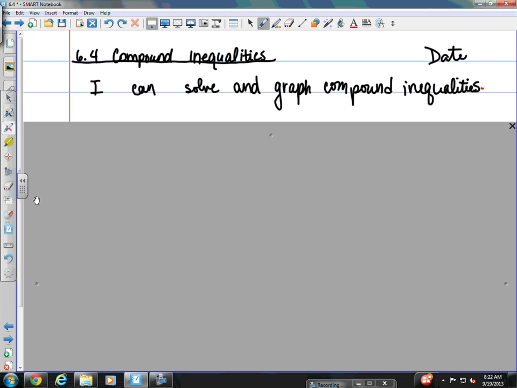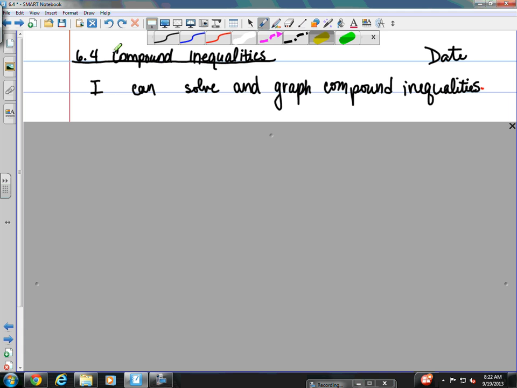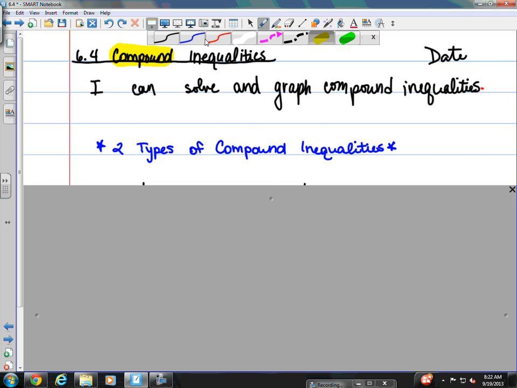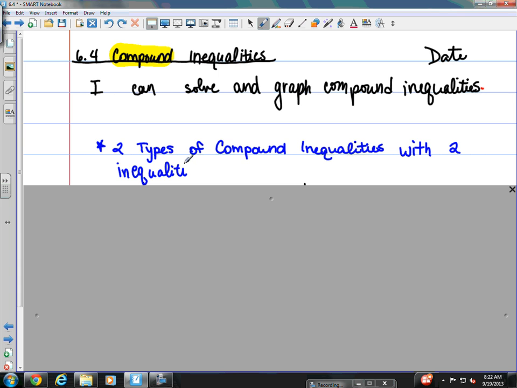Period. There you go. So first thing we're going to look at is the word compound. Compound means we're going to be dealing with more than one inequality. So we're going to have two types of compound inequalities, with two inequalities in each.